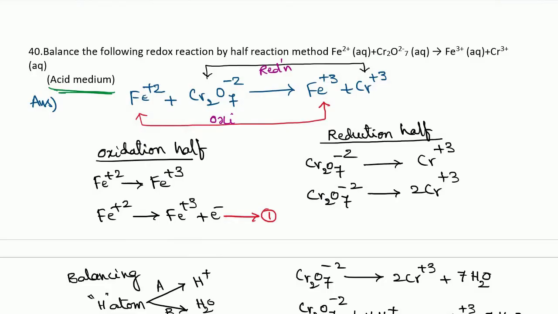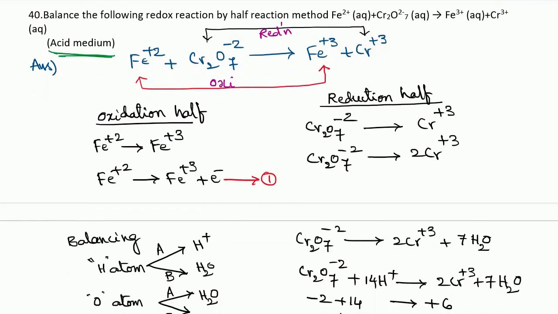Next, balancing equations. Balancing a redox equation by the half reaction method, in acidic medium. The given equation is Fe2+ plus Cr2O7 2- gives Fe3+ plus Cr3+. You have to see which is undergoing oxidation and which is undergoing reduction.